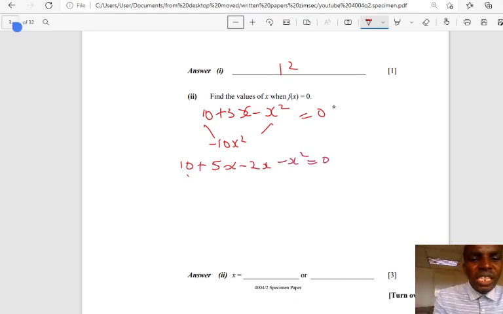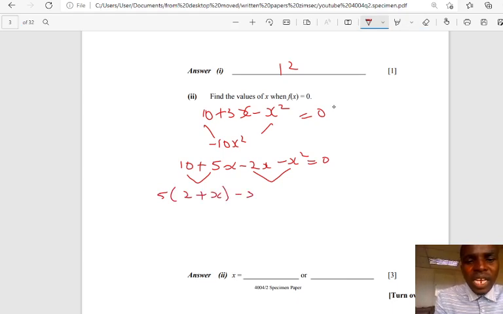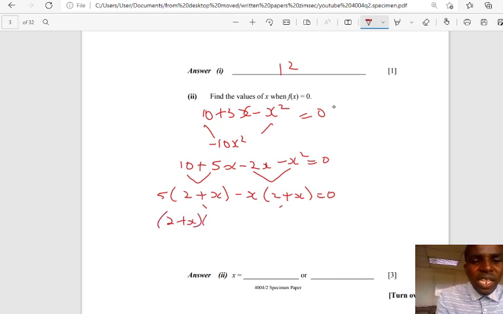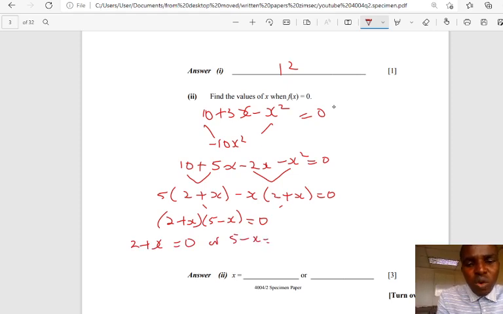Then take these two and these two, you factorize. Let me just factorize. Factor out 5 here, you'll be left with 2 plus x here, minus x here. It will be 2 plus x here is equal to 0. Then 2 plus x, 2 plus x, they are the same. It will be 2 plus x. Then the values outside the bracket is 5 minus x is equal to 0. Either 2 plus x is equal to 0 or 5 minus x is equal to 0.